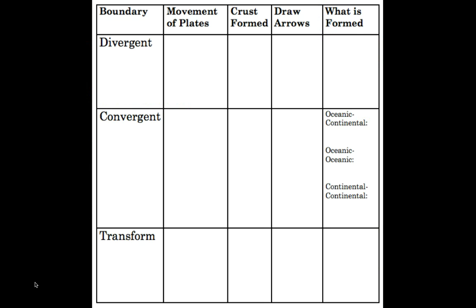You've been given a chart that looks like this. From this point on, you are not writing in your notebook, but instead writing and recording notes on this chart. We've just reviewed the three types of boundaries. You now need to fill in, as we go into more depth, how the plates are moving, towards, away, past each other. Is there new crust that is formed? You're going to draw arrows, and you're going to tell me what landform or what interaction occurs at each boundary.